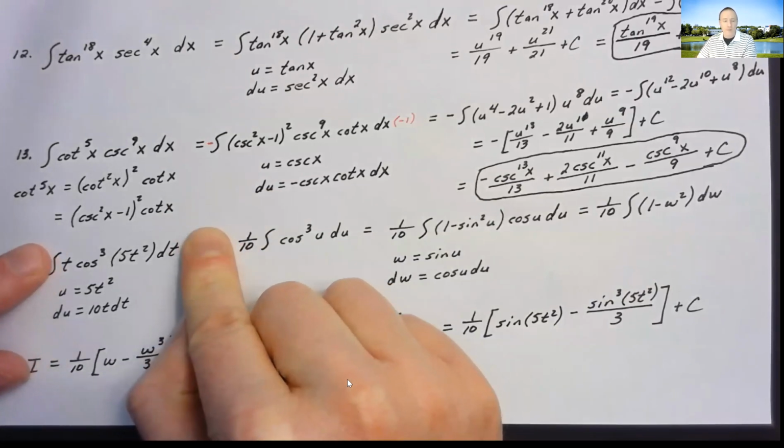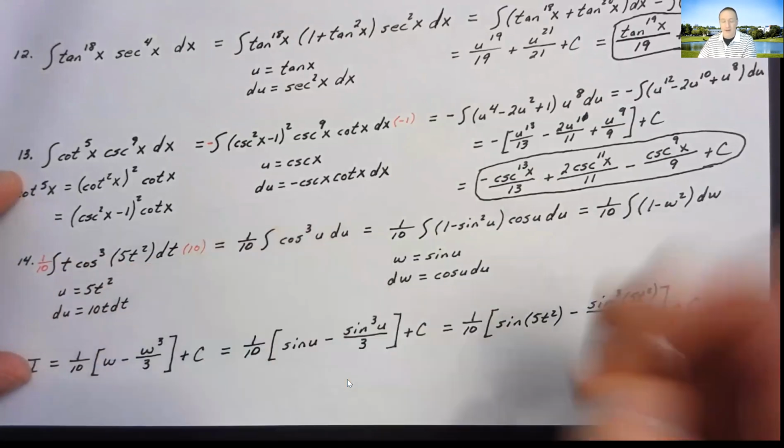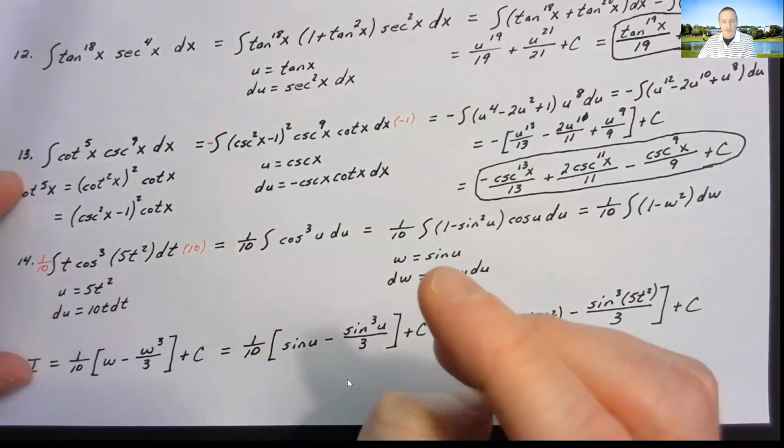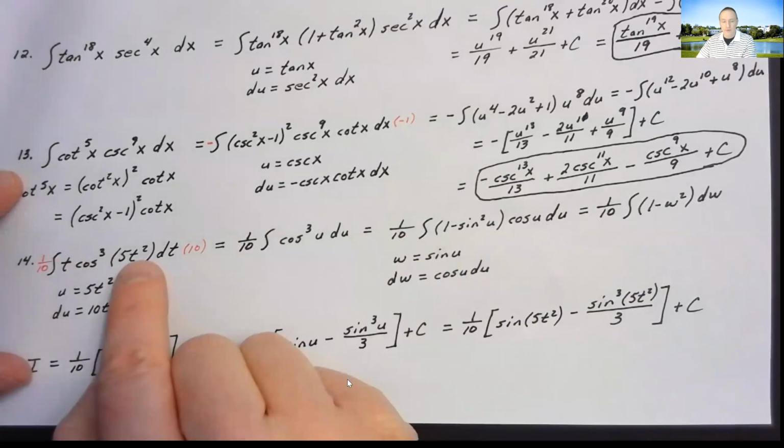So the original problem was just the integral of t cosecant cubed of 5t squared dt. As soon as I saw I had a fairly complicated angle, it's a quadratic inside of a trigonometric function, I knew I wanted to do a u substitution to get rid of it.